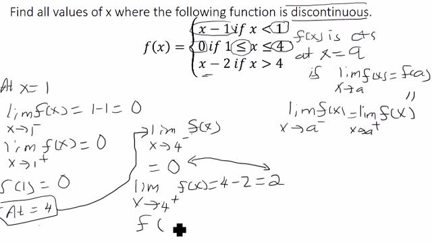So f of 4 is going to be the one that has the equality sign. That's the second branch. In this case, that's 0. So in this case, the left hand limit and the value of the function are equal, but the right hand limit is not equal to any of those. So this function is discontinuous at x equals 4. So the answer is x equals 4. That's the only place where this function is discontinuous.